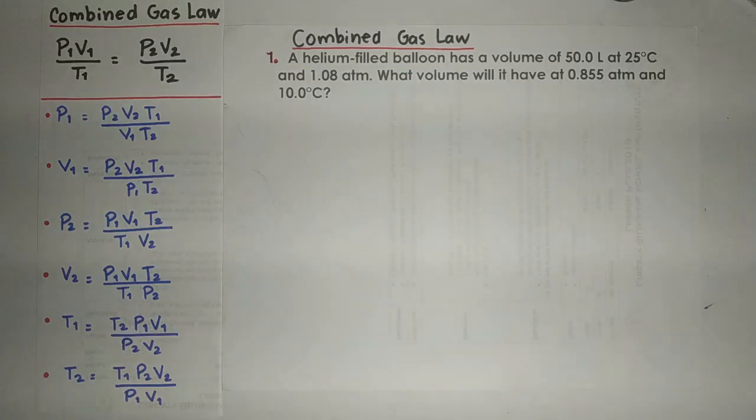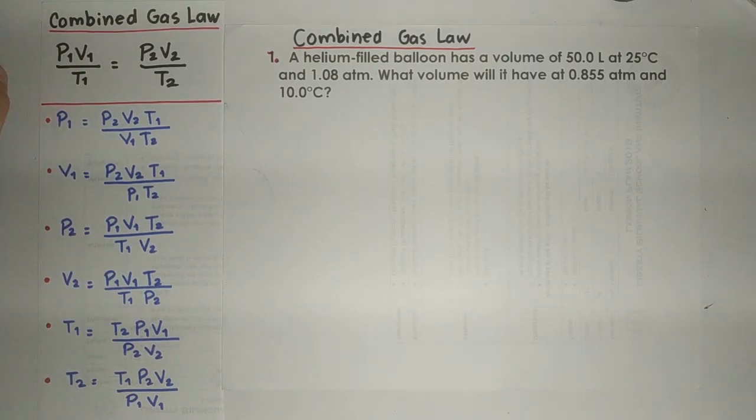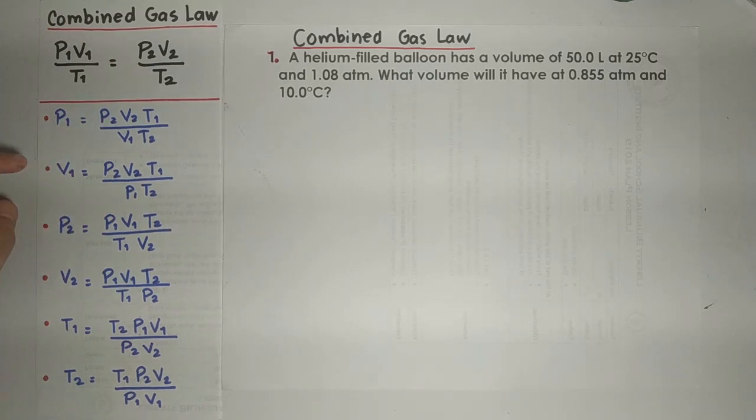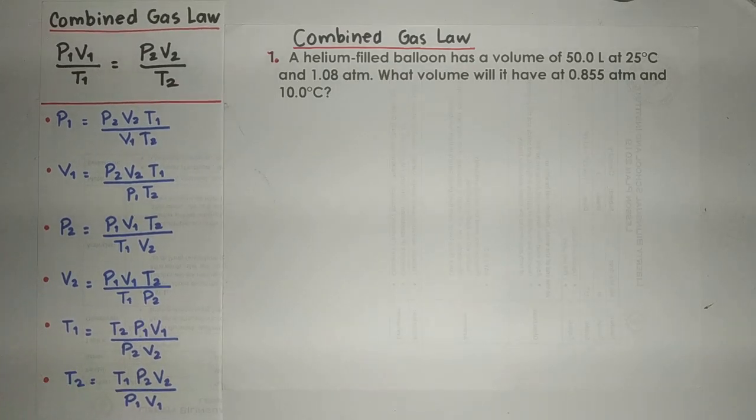Now the next problems will be about the combined gas law. Take a look. The combined gas law is an equation that is a little bit more complex, and we have 3 variables in it: pressure, volume, and temperature. Again, for these problems, temperature should be used in Kelvin. The 6 possible isolations that we're going to have are these 6 that you can see: pressure 1, volume 1, temperature 1, pressure 2, volume 2, temperature 2.